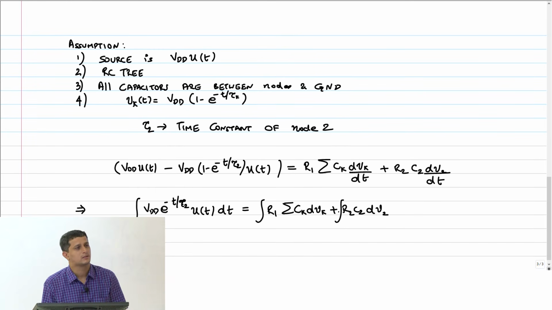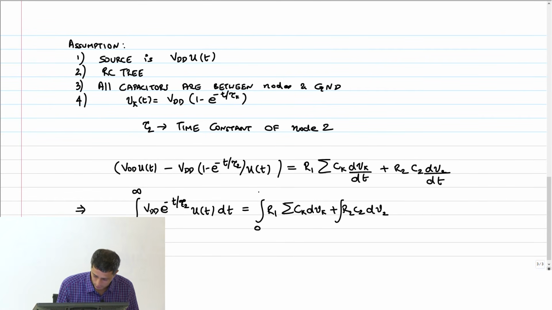All the Vk's are going to go from 0 to VDD in how much time? Infinite time. It is an asymptotic thing, right? So this is going from 0 to infinity, 0 to VDD.